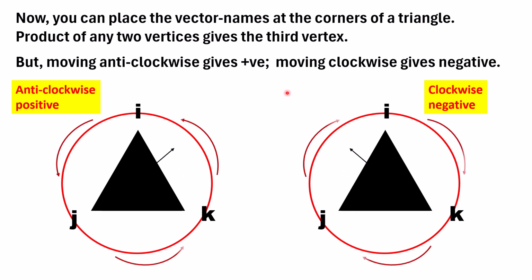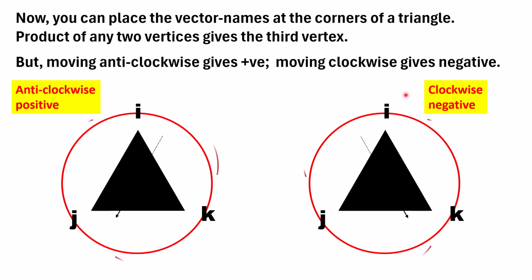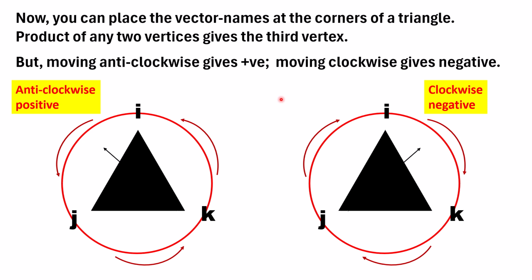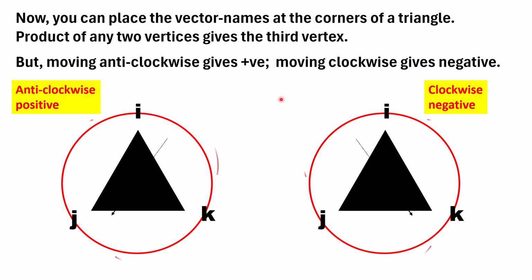If you are moving anti-clockwise like i into j or j into k or k into i, you will get positive. And if you are moving clockwise like i into k or k into j or j into i, you will get negative. See the rotating line and you can see which one is anti-clockwise, which one is clockwise, and as usual multiplying any two vertices will give you the third vertex.